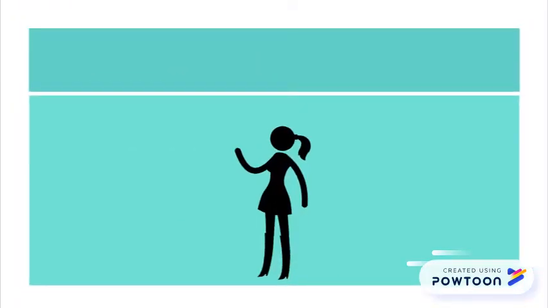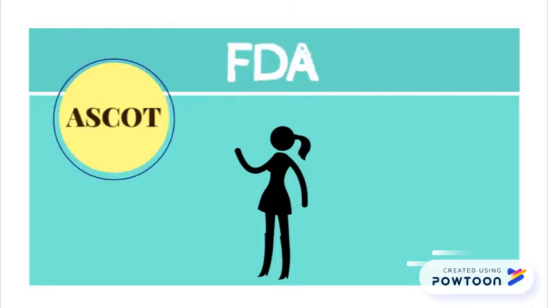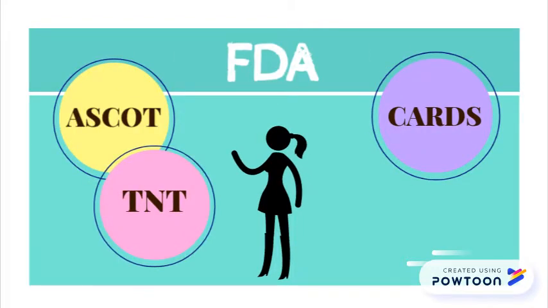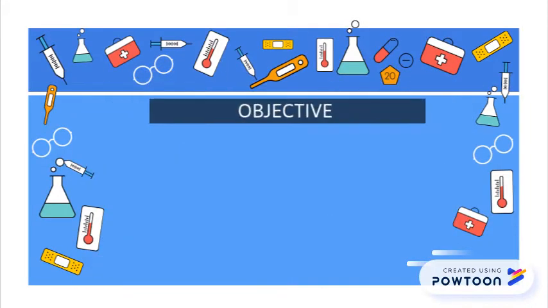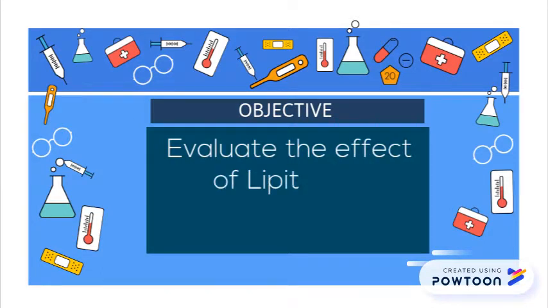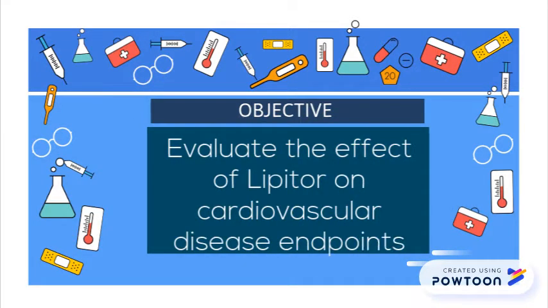Atorvastatin has gone through 4 clinical trials before getting the approval from the Food and Drug Administration (FDA), namely ASCOT, CUTS, TNT, and IDEAL. The objective of ASCOT and CUTS trials are basically the same, that is to evaluate the effect of Lipitor on cardiovascular disease endpoints.